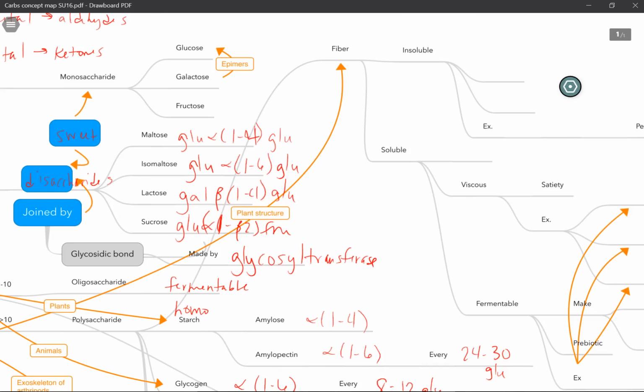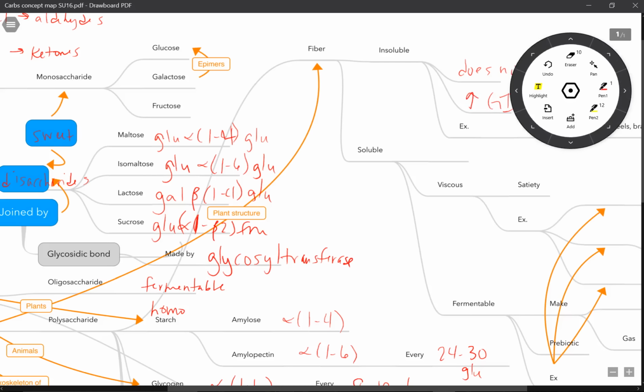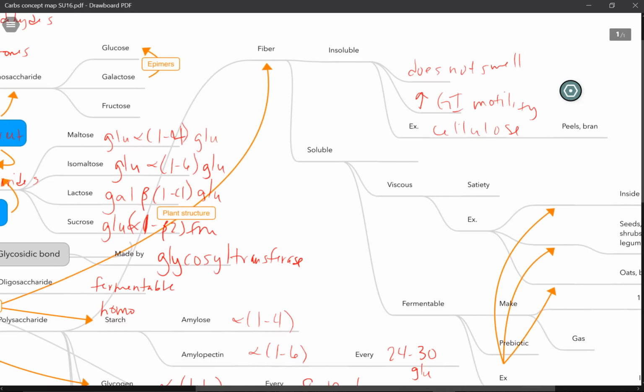We have insoluble, which really don't do much. They don't swell, so it does not swell in water. But they do increase gastrointestinal motility, so it's going to speed up movement. Good for your constipated patients. So the most common one that we talked about was cellulose, which is most of the fiber that we do eat. And you'll find it in your peels of your fruits and vegetables. You'll find it in bran as well.